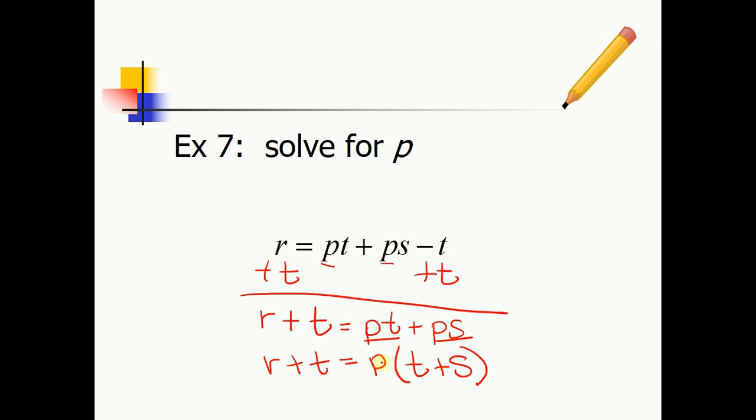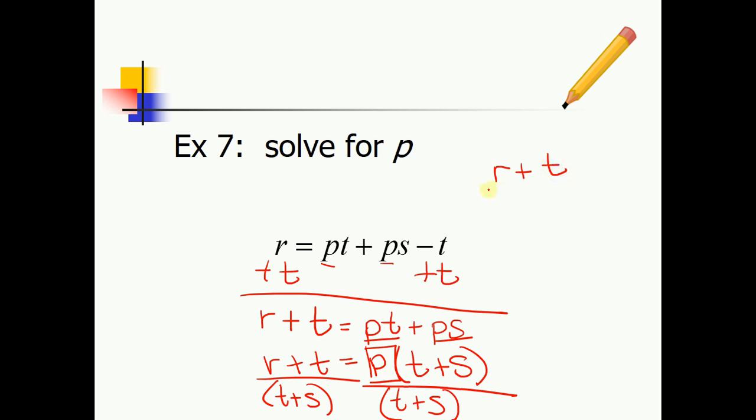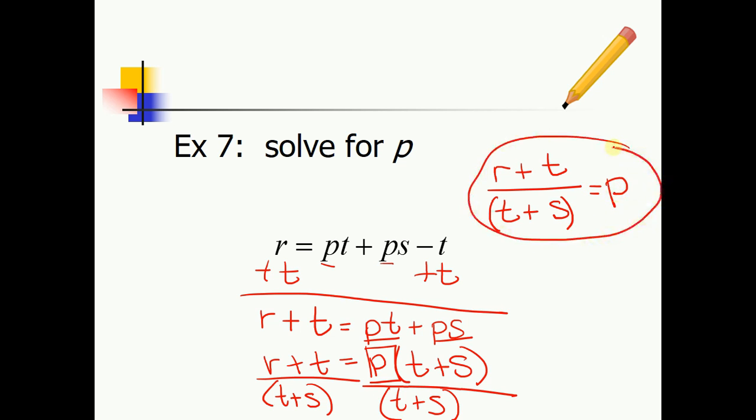Now, let's solve for p. Notice, guys, I now have 1 p. Yay! I can solve for p now. So I'm going to divide by t plus s, the quantity t plus s. Just like that. So now I have r plus t divided by t plus s, I'm going to put parentheses around that, equals good old p. And with a little bit of factoring and a little bit of can-do knowledge, we were able to get p alone.